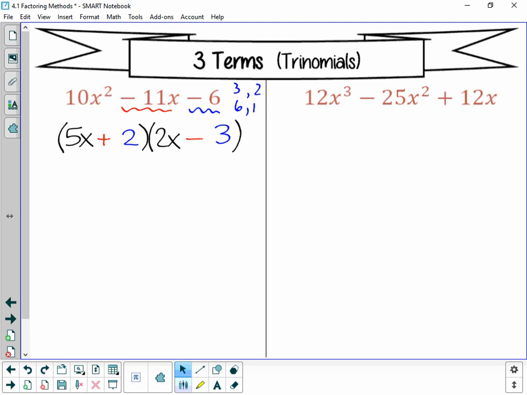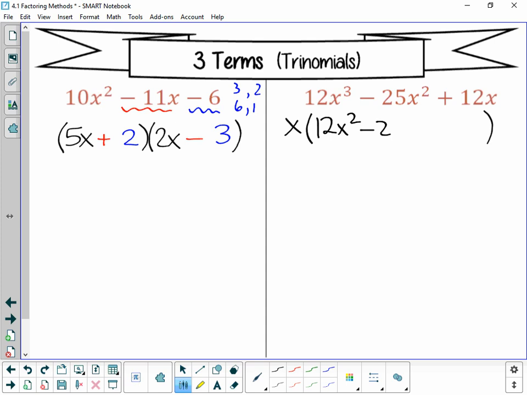All right, let's try another one. So we've got 12x to the third minus 25x squared plus 12x. And remember, the first thing you should always do is check to see if there's a common factor you can factor out. And in this case, there is a common factor of x. If we factor it out, we have 12x squared minus 25x plus 12.